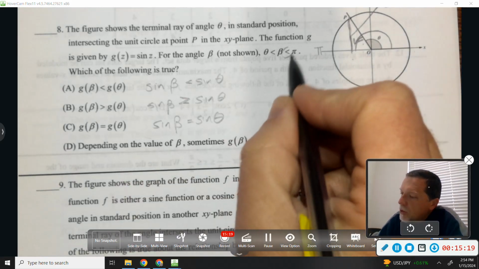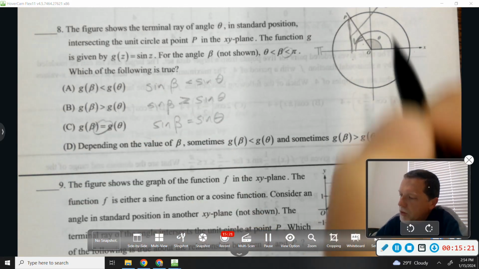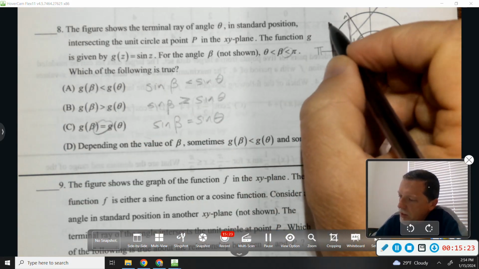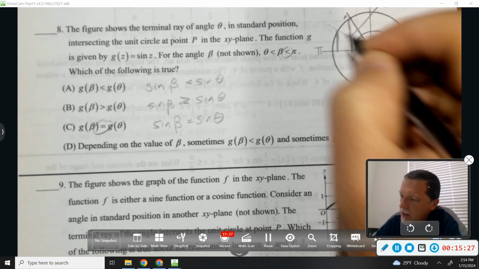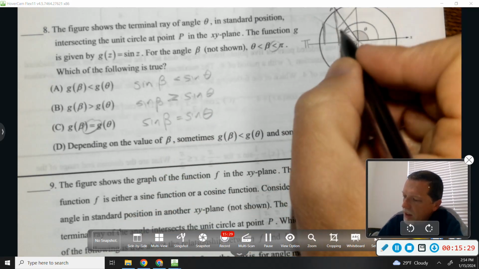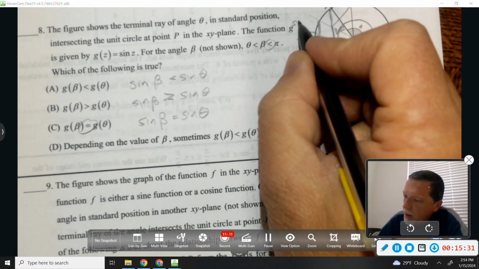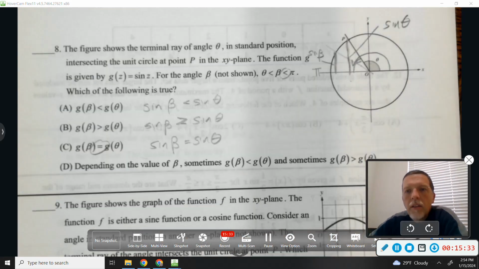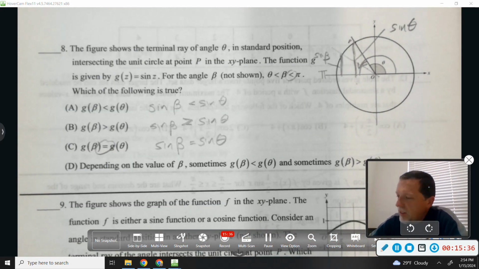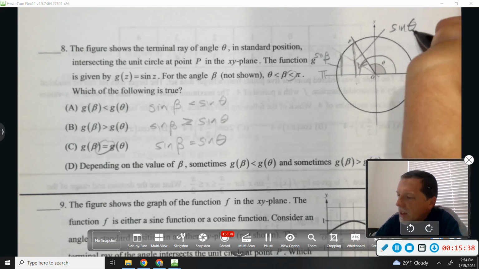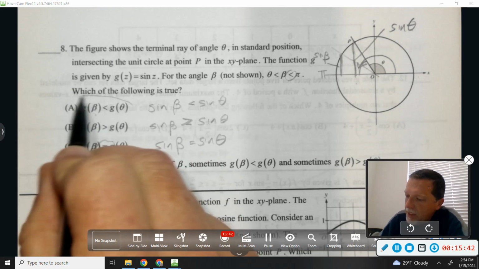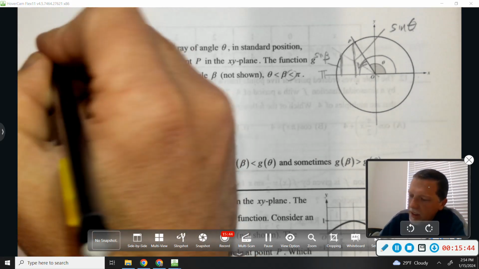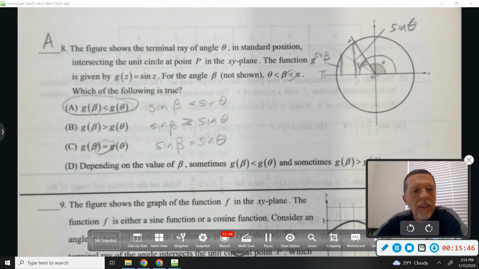It's not equal to, so that matters in terms of the equal to sign. So it's got to land in here somewhere, which means its y-coordinate is less than, so that represents sine of beta. So the beta y-coordinate is less than the theta y-coordinate, which means sine of beta would be less than sine of theta. Goodness. Get all your Greek letters in there.